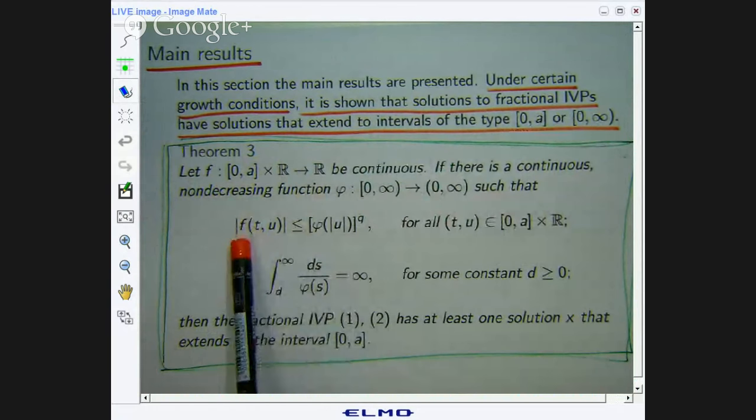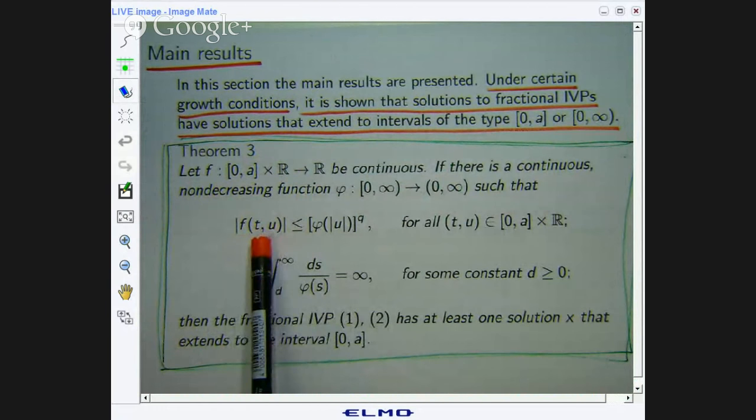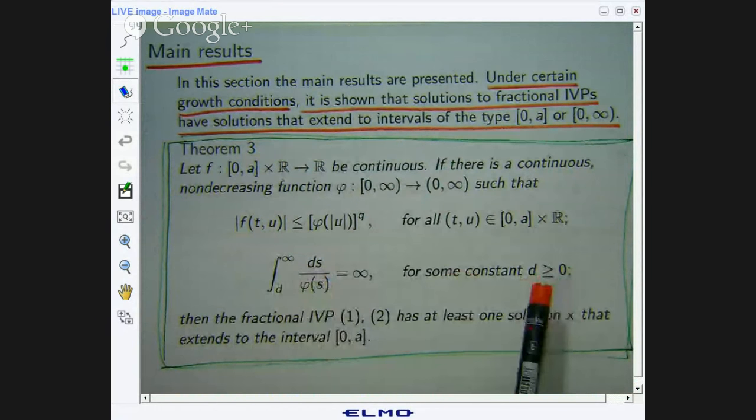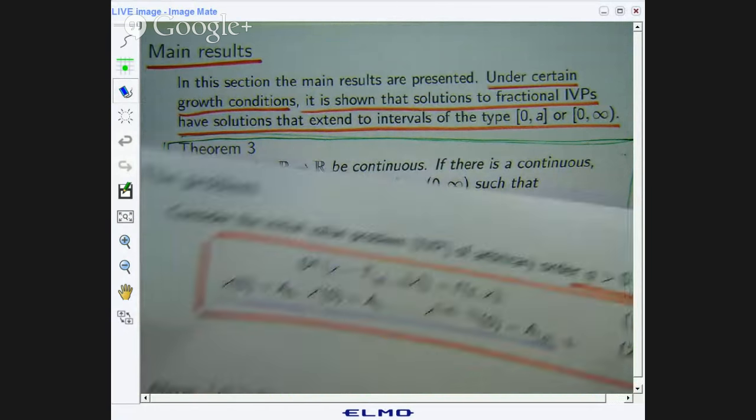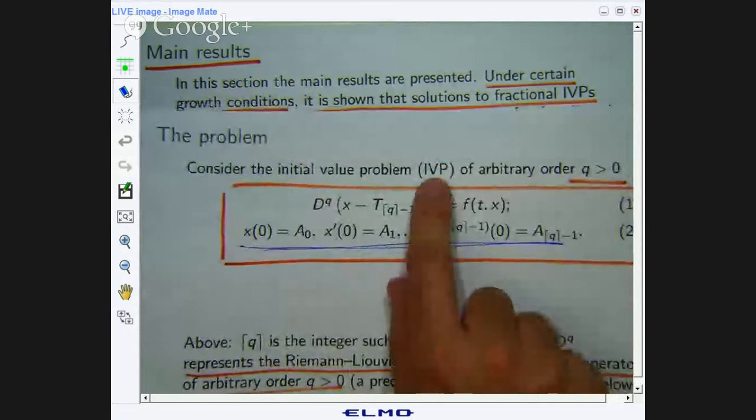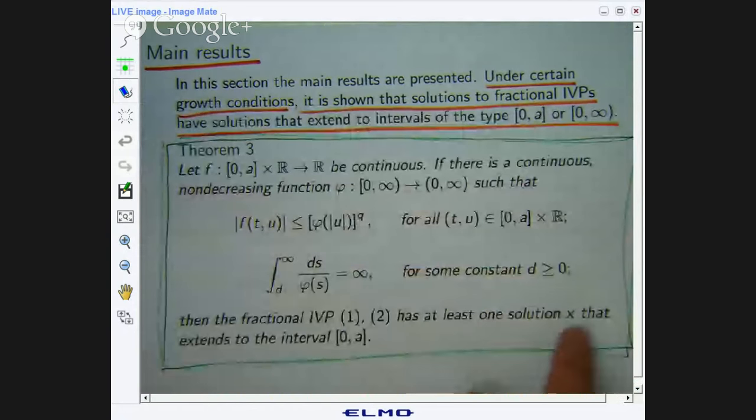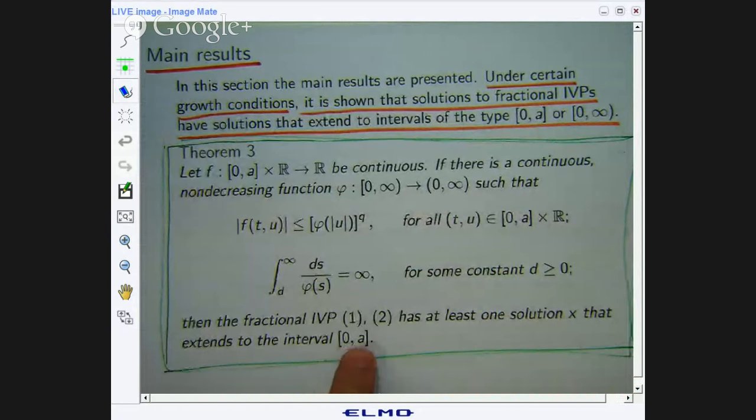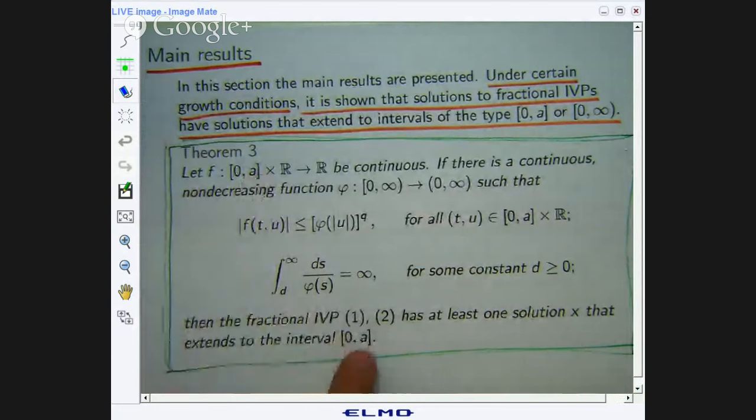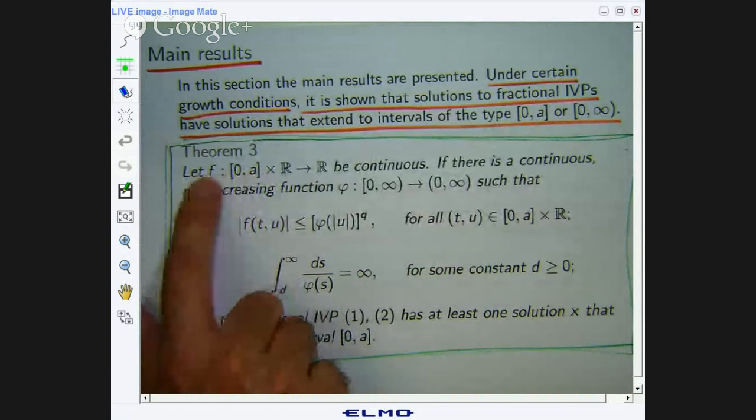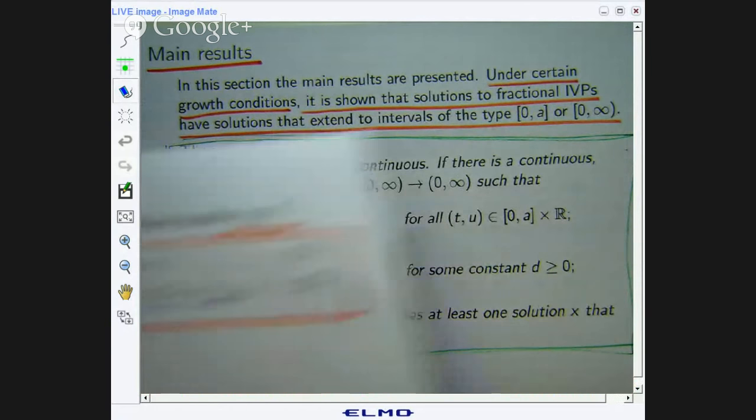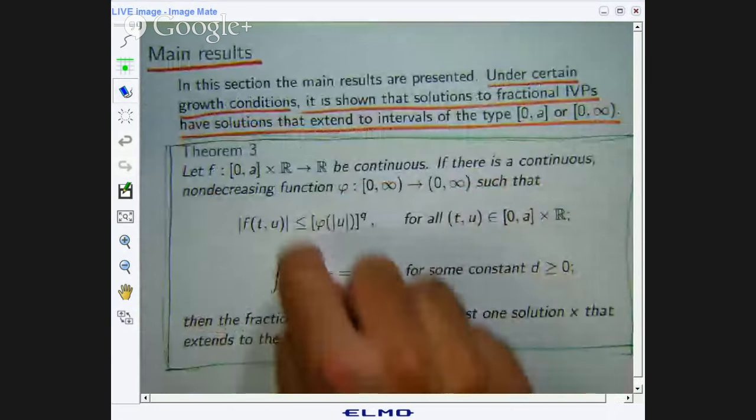So this is like a growth condition of F in the second variable, if you like, on this set. And this integral condition is satisfied. Then the original nonlinear fractional differential equation, the initial value problem here, has at least one solution that is defined on the whole of this interval. Now, note this interval and this interval. This is the maximal t interval that F is defined on, okay, so the t interval there and there.